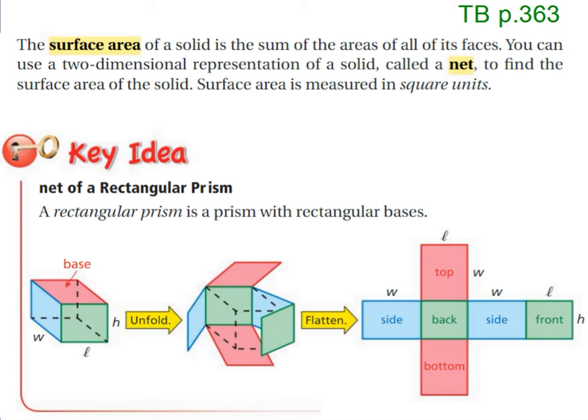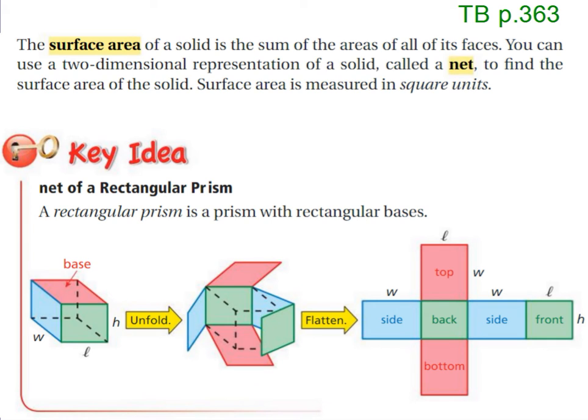Now, just like area is squared, surface area is also squared because we're not actually finding what can fit inside the box, which would make it 3-dimensional. We are simply finding the area of all of the faces or all of the sides.